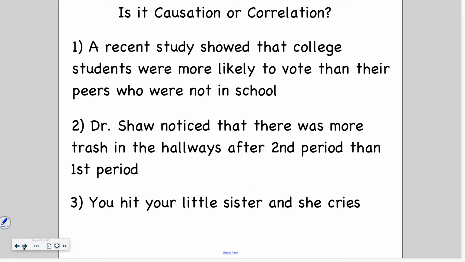All right, a recent study showed that college students were more likely to vote than their peers who were not in school. Does going to college have anything to do with voting? No. So that would be a correlation.